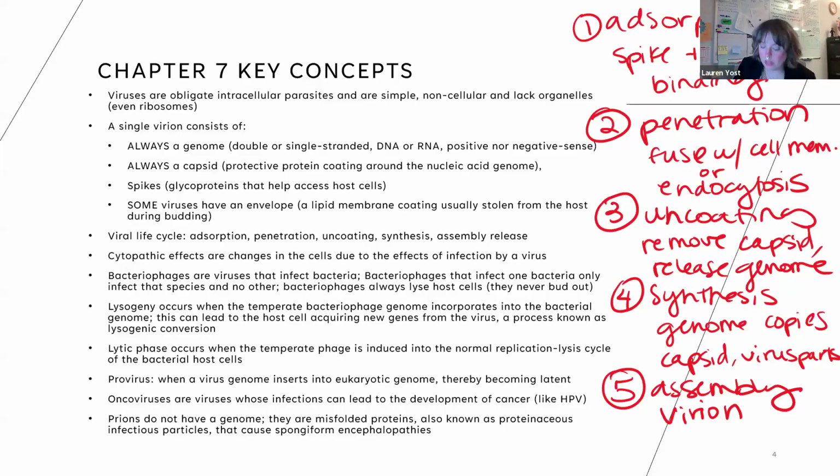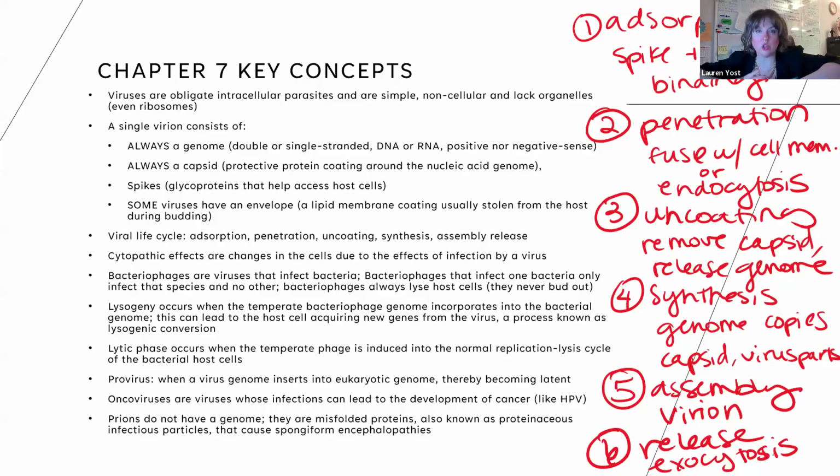And then eventually we will release. That's our 6th step: release of your mature virion particles, either through exocytosis, again, just the opposite of endocytosis. When the cell puts a vesicle around you and just secretes you out, that's exocytosis. If you're budding, pushing through the membrane, that's another process you could use to get out. So exocytosis or budding are the typical ways. So that's our general viral life cycle steps.